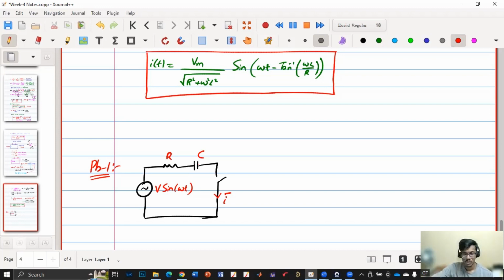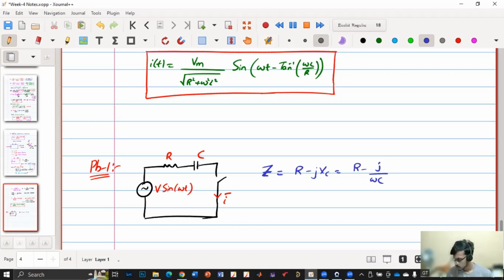First, find the Z, then I equals Vm by Z. Can you tell me what will be the expression of Z? Z equals R minus jXc. Yes, you are right. And Xc is 1 by omega C. So R minus j by omega C, right?